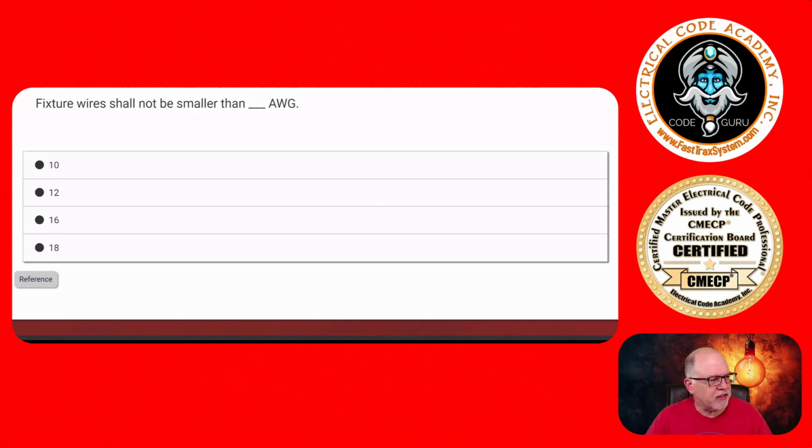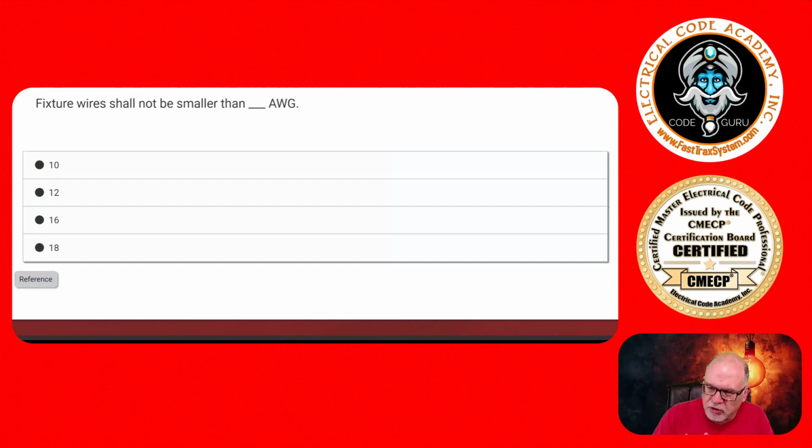All right, last question we'll do on this series here is fixture wires shall not be smaller than, all right? So let's see here, I'm going to pull up the code for you and get the code ready. All right, so the first thing when I look at a question like this, you're saying, okay, where do I dissect this?